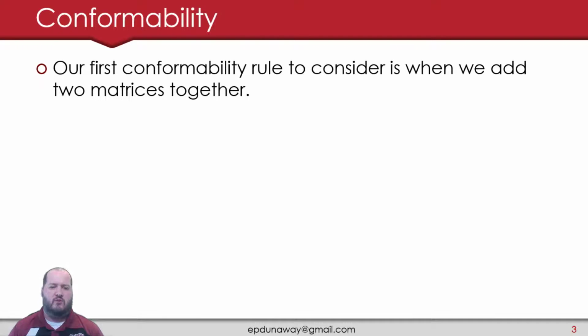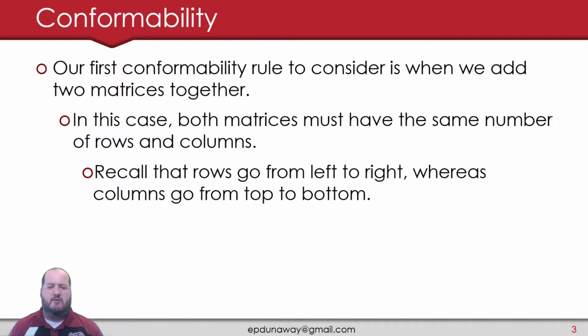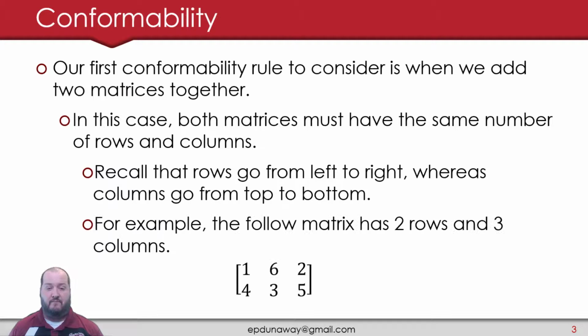The first one that we want to talk about is when we add two matrices together, and that's probably the most straightforward. This is a pretty strict requirement: in order to add two matrices together, they have to have the same number of rows and columns. As a quick reminder, rows go from left to right, whereas columns go from top to bottom. So this matrix that I'm giving you has 2 rows and 3 columns.